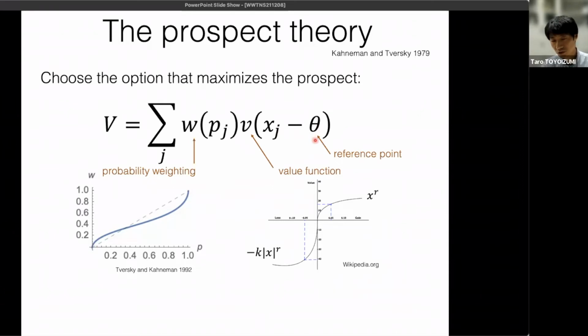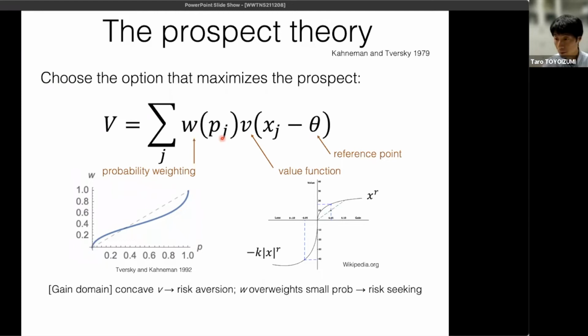But unfortunately, in some problems, it's known that the theta equals 0 reference point doesn't work. So in that case, this reference point must be adjusted to account for people's behavior. But anyhow, these are the basic ingredients of the prospect theory. Let me explain to you how this model explains people's risk preference.